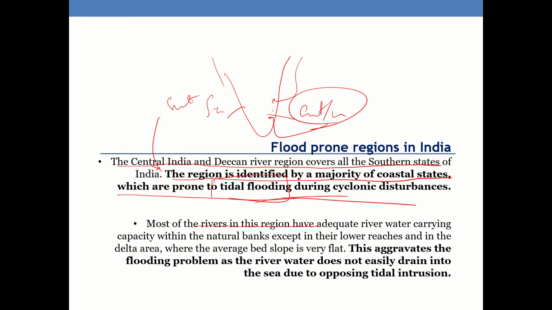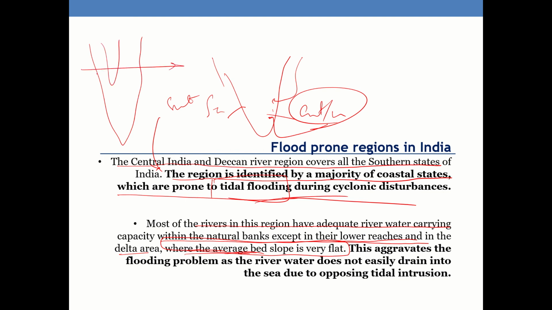Most of the rivers in this region have adequate river water carrying capacity within the natural banks, except in the lower reaches and in the delta areas where the average bed slope is very flat. We will discuss this. What do you mean by this? I have an image to show how the topography varies within India.